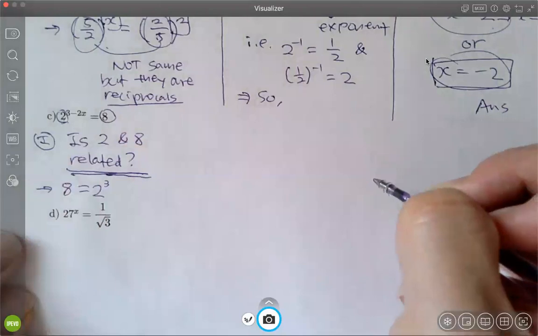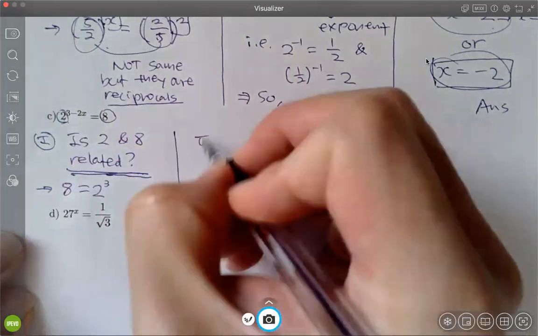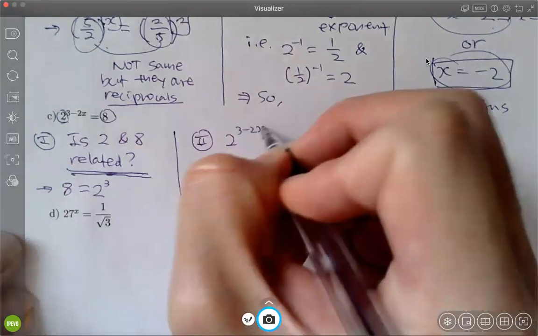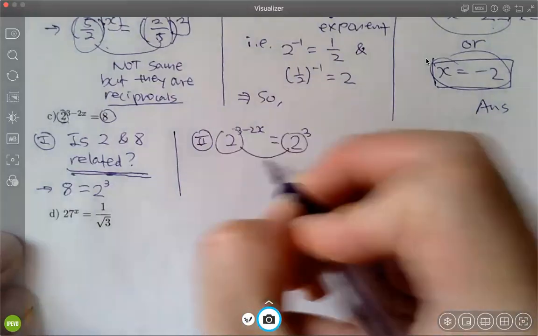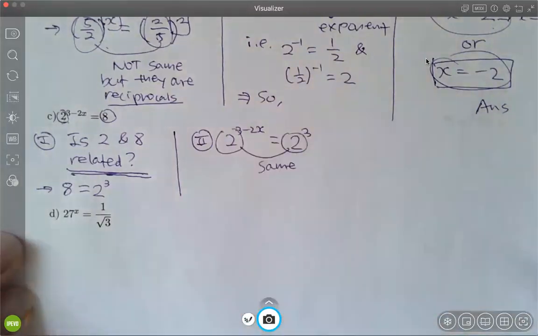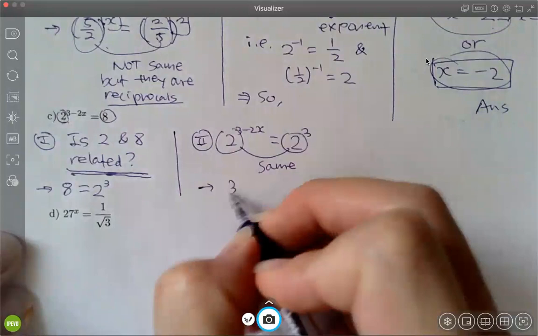Okay, so what do you have? 2 to the 3 minus 2x is equal to 2 cubed, right? Okay, so now do you have the same bases? Yeah, okay, so these two are the same. So that means what should be the same? The exponents should be the same, right?